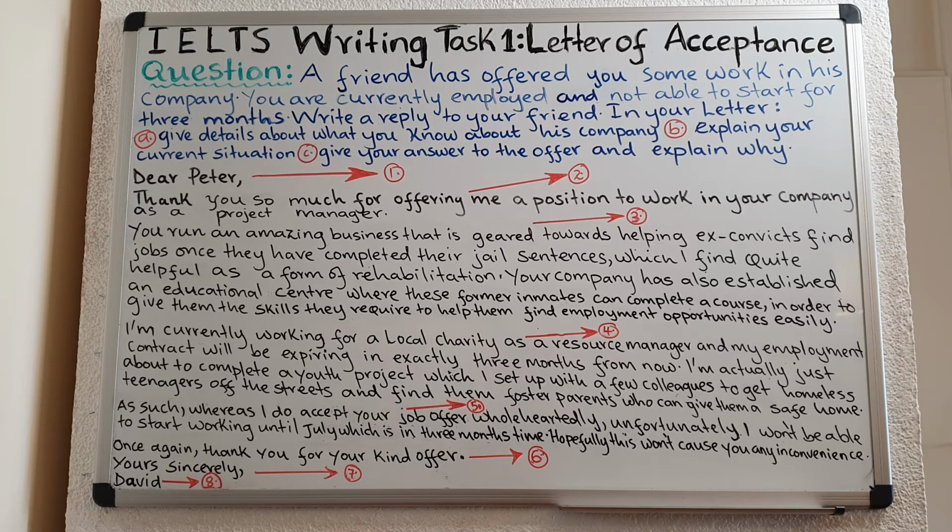After step 2, we move on to step 3. In step 3, we are going to make sure that we include details about the first point that IELTS has given us, and that is point A. Give details about what you know about his company. Explain to your friend, what do you know about his company?